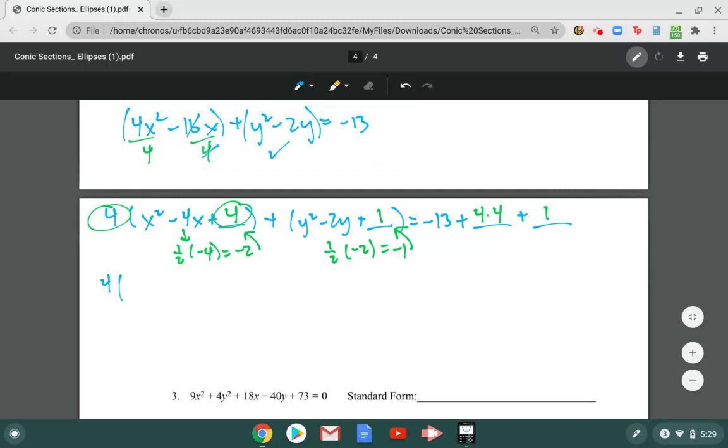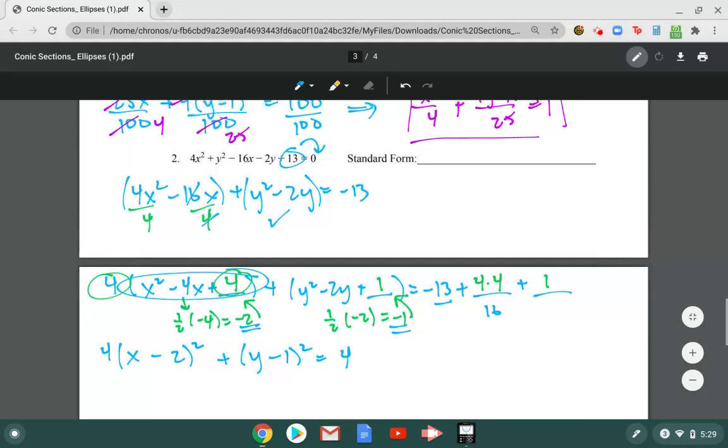4 is still out in front. I'm going to factor my trinomial. X, and I always look at my work there. I'm going to grab that -2. It works every time. X minus 2 squared plus nothing out in front. So this is going to be y minus 1 squared equals -13 plus 16 is 3 plus 1 is 4. I'm so close. I'm almost there.